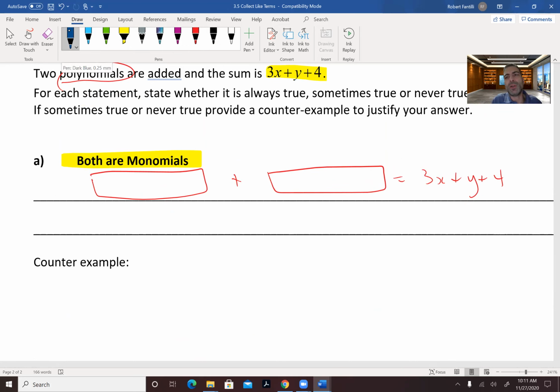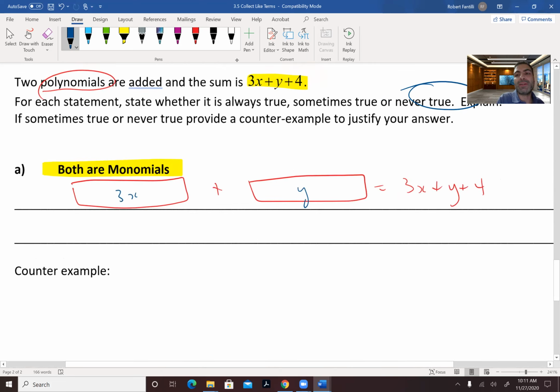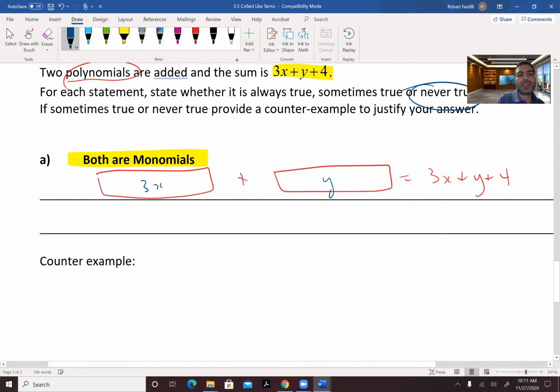If I have one monomial, for example, like 3x, and another one like y, can you add 2 monomials and end up with 3 terms? Last time I checked, 1 plus 1 is 2, not 3. So that's not possible. In this case, the answer is never true. And it says there in the question, if it's never true, it wants us to provide a counter example. Okay, so let me provide a counter example for this one.